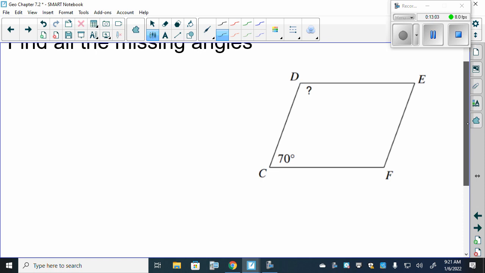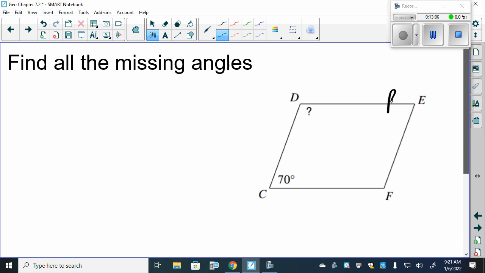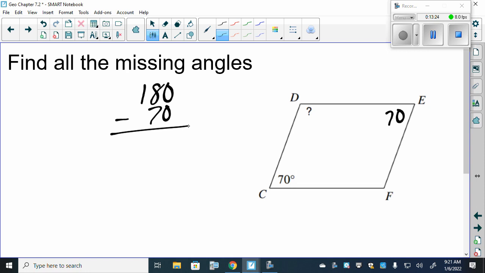Can you give me one of the angles here? It would be 70. How can we find one of the other ones? 70 plus x equals 180, and we would subtract 70 from 180, yes? Which would give us 110 degrees. So the other two angles are 110. Any other questions on this here? Let's look at the next one.